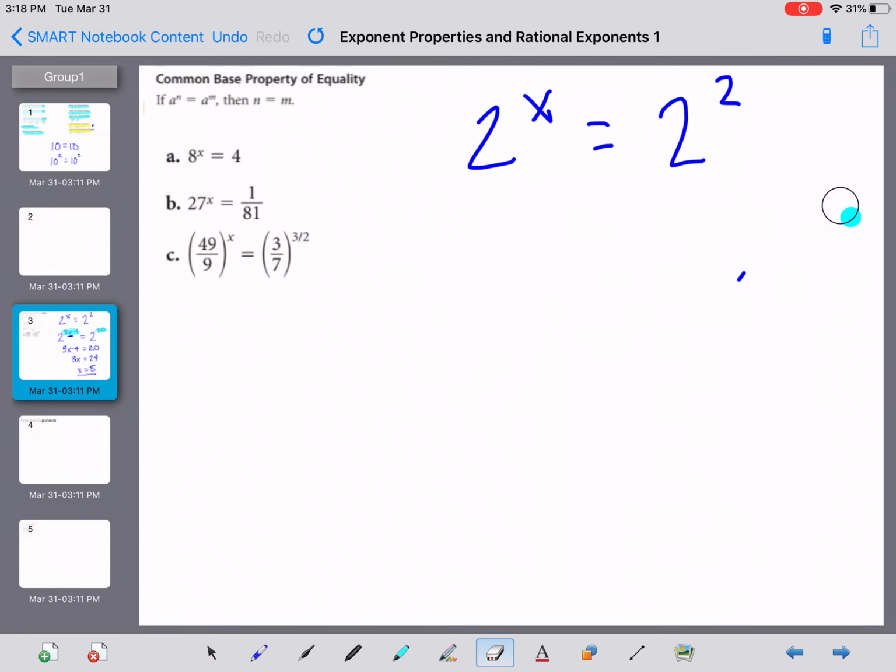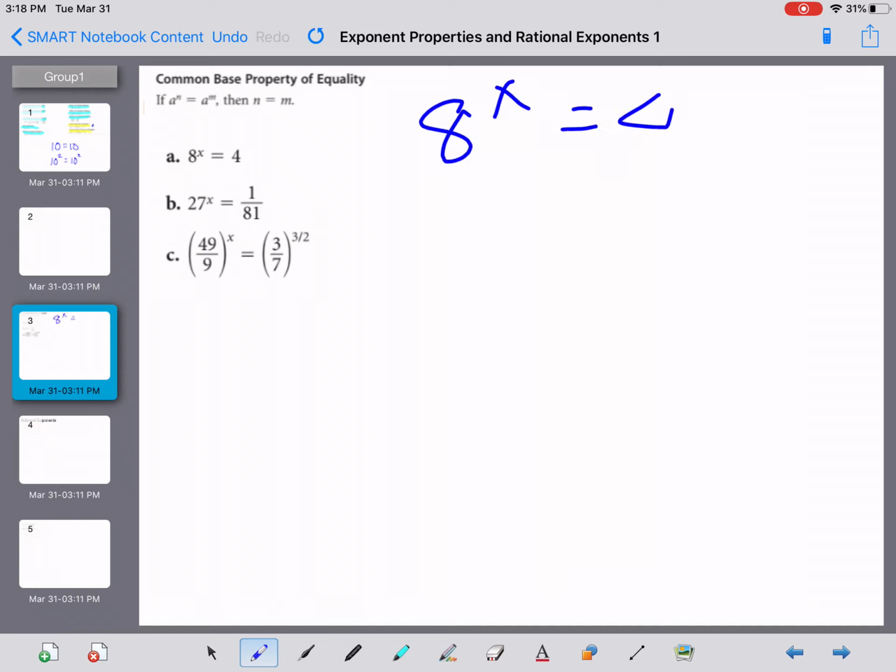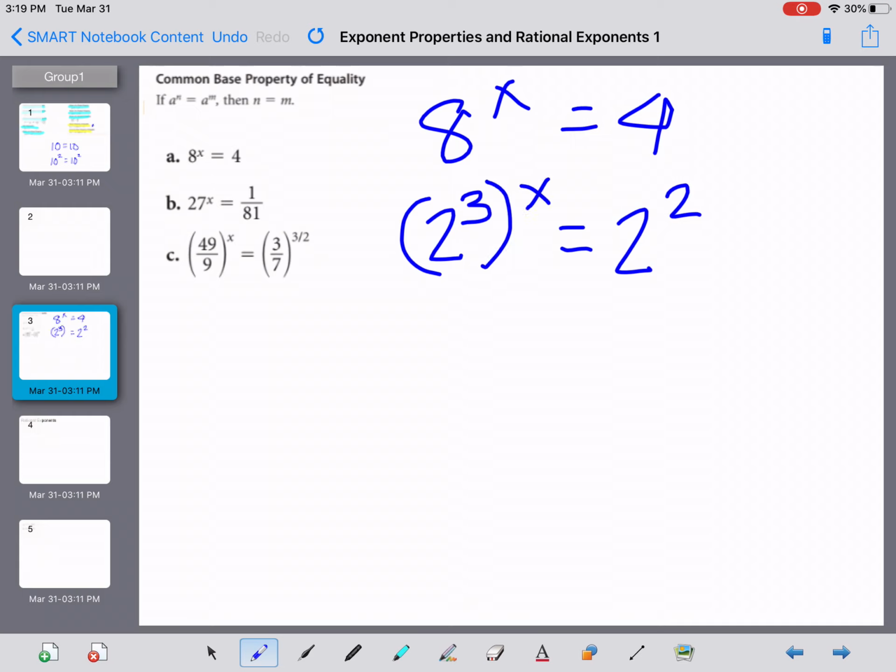Here's where we can start getting a little more complex. And the question you can ask is, what if the bases aren't initially the same, like letter A here? So if I have this one, 8 to the x equals 4. I don't initially have anything that I can do, but I can turn them into equivalent bases by turning them into coefficients with exponents in them. So meaning, you see 4, you can also see it as 2 squared. It's just another way to write that. Same thing with the 8. The 8 can be written as 2 to the 3rd, still with x. Okay, now I have the same base.